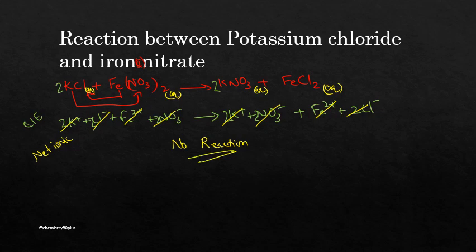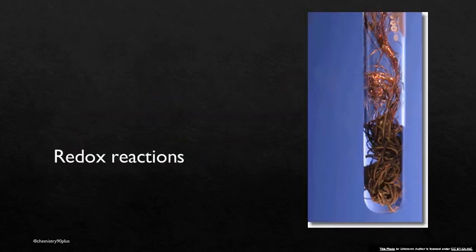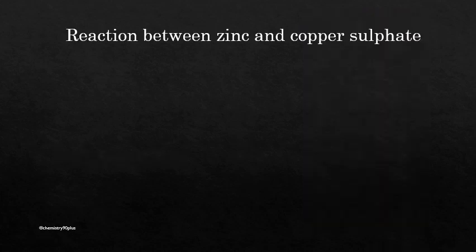Okay, so that's how we will write for a double displacement reaction in which all salts are soluble and all the ions will float around in the solution and it will stay there. We cannot see that reaction happened. All right. Now the last type of reaction is redox reaction, oxidation reduction reaction. Let us see an example.